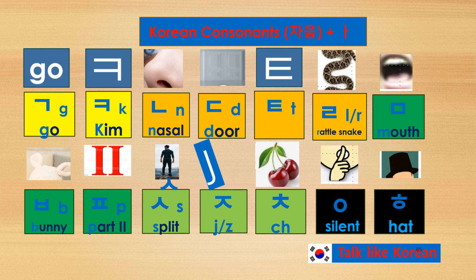And the pa, pa is like a bunny. Pa, like a Roman numeral number, part 2, P sound. And the sa, man split. So it's like a man opens, splits their legs. So S sound. And the cha is like a little bit J, a bit rotated cha. And the cha is like a cherry shape, isn't it? So cha.